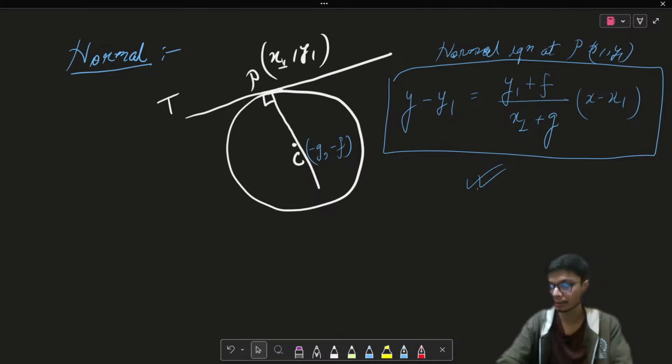Okay, so let us quickly go on towards solving some problems, and with that I think we will be done with the particular concept of normals and tangents, right? And then we will move towards understanding another very important concept, that is the concept of the chord of contact.